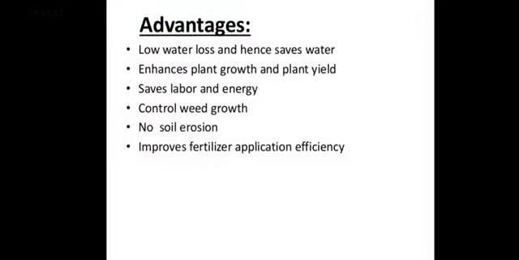What are the advantages of drip irrigation? Low water loss, and hence it saves water. Here water loss will be less because we are giving drop by drop to the crop. Enhanced plant growth and plant yield. Save labor and energy. We don't need labor here. We don't need farmers to put their energies here. It is all done mechanically. Controlled weed growth, no soil erosion, improves fertilizer application efficiency.